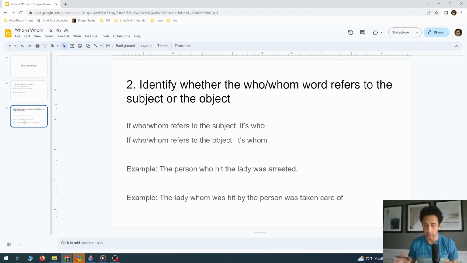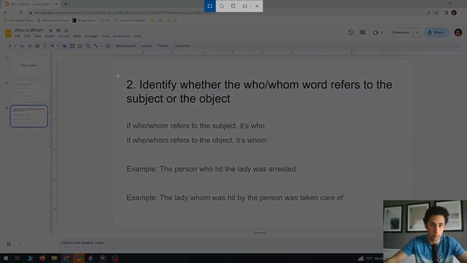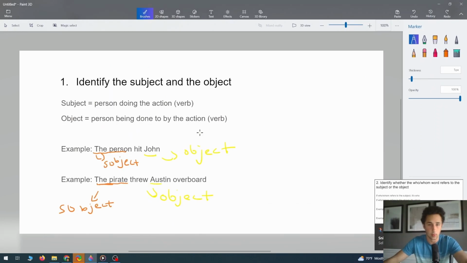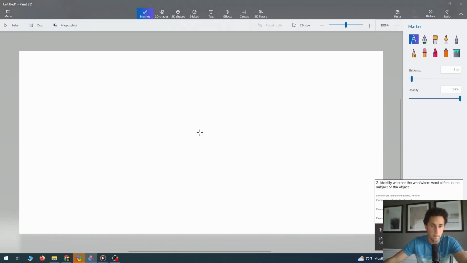All right. Second step. Now we need to identify whether the who or whom word, we don't know whether it's who or whom yet, refers to the subject or the object of the sentence. If the who or whom word refers to the subject, it's got to be who. If the who or whom word refers to the object, it's got to be whom.